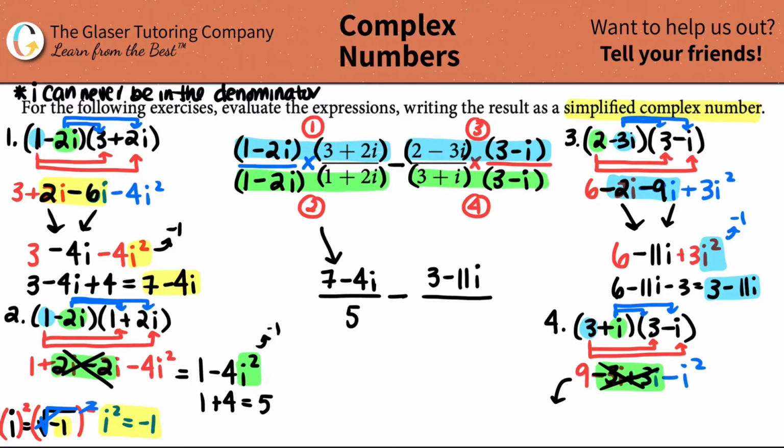But we must continue. So I now just have 9 minus i squared. And we know that i squared is the same thing as a negative 1. So 9 minus a negative 1. Keep change. This is just 9 plus 1. So the bottom would just equal 10. Woohoo!